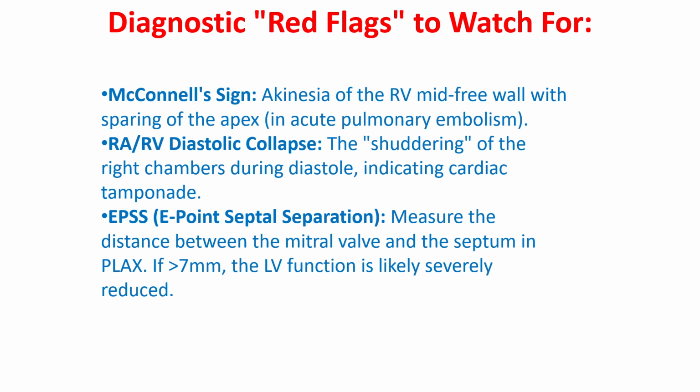McConnell sign, akinesia of the right ventricular mid-free wall with sparing of the apex in acute pulmonary embolism. RARV, that is right atrium, right ventricle diastolic collapse of right-sided chambers, indicating cardiac tamponade. E-point septal separation, measure the distance between the mitral valve, that is anterior mitral leaflet, and the septum in parasternal long axis view. In diastole, if more than 7 mm, the left ventricular function is likely severely reduced, as shown in the previous M-mode image.